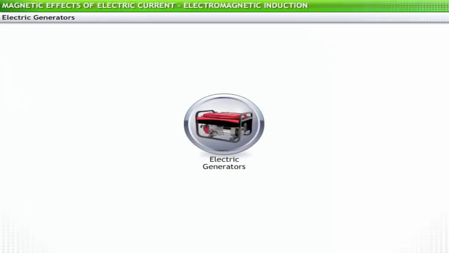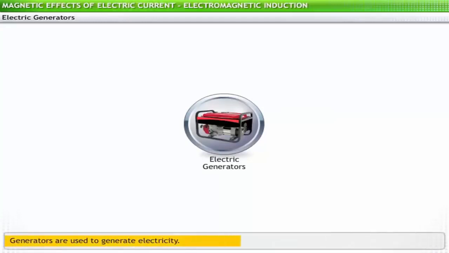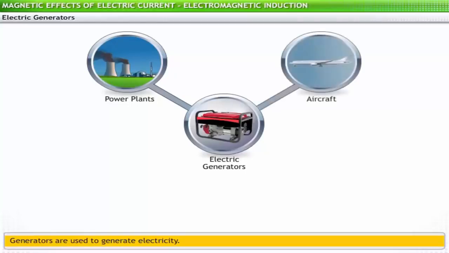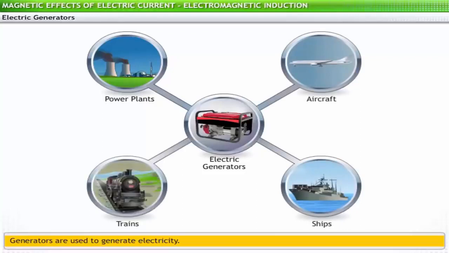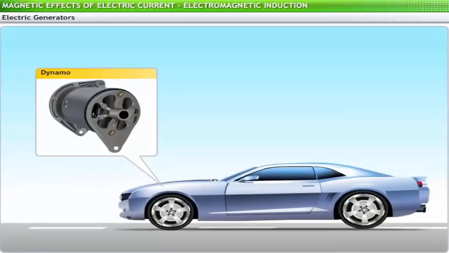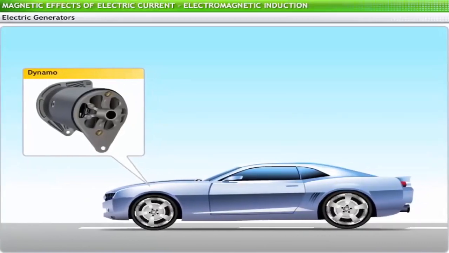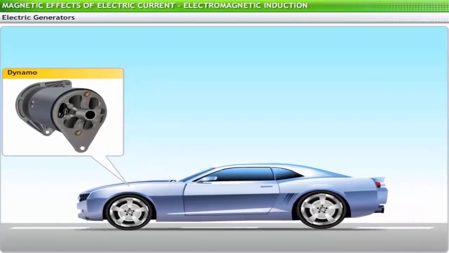Electric generators are based on the principle of electromagnetic induction. Generators are used to generate electricity in power plants for transmission and distribution of electricity over power lines, and to produce electric power required for aircrafts, ships, and trains. Dynamos used in automobiles are similar to generators, but they produce relatively less power.